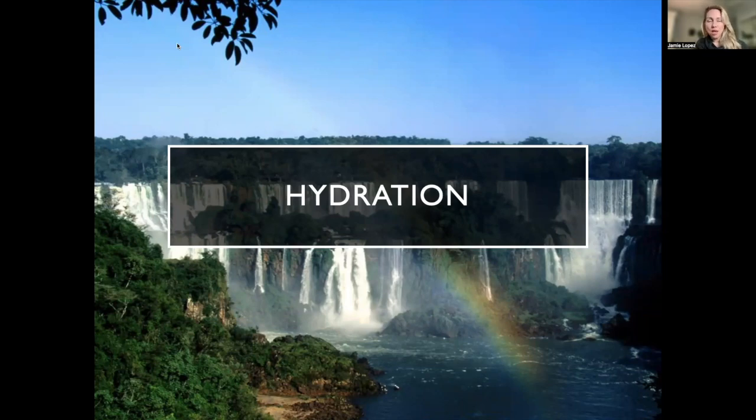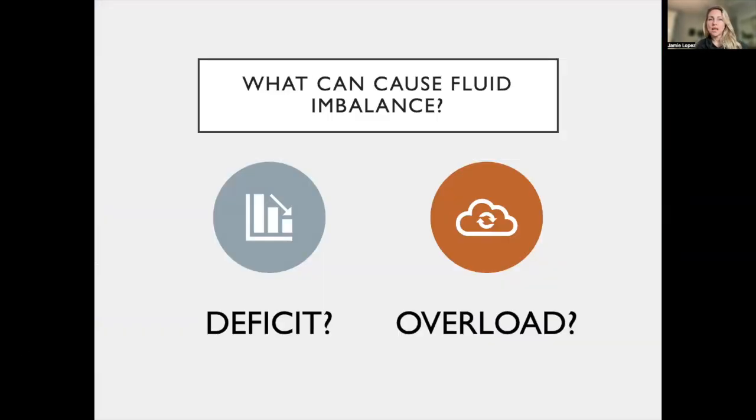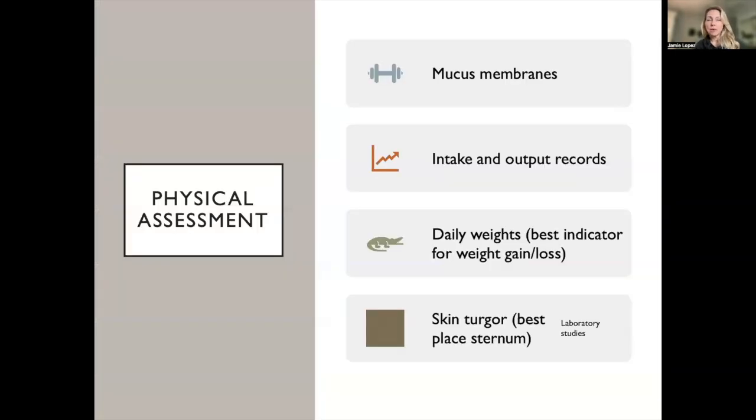So, hydration, drinking water, being hydrated, all of that, we know it's an uphill battle. Got to do it every day. So, what causes a fluid imbalance, deficit, or overload? We need to talk about that and how we're going to fix it for our patients. So let's first talk about our physical assessment.